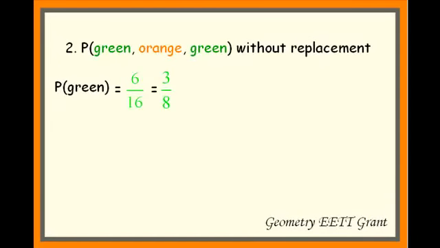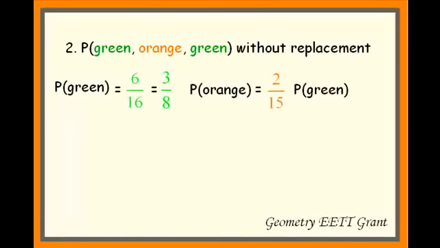So we've got the first green chip. Now what about the orange chip? Well, this time you got to realize we do not have 16 chips to choose from because we got that green one, we set it aside. So we only have 15 chips to choose from, but 2 of them are orange. So 2 out of 15, and that does not reduce.